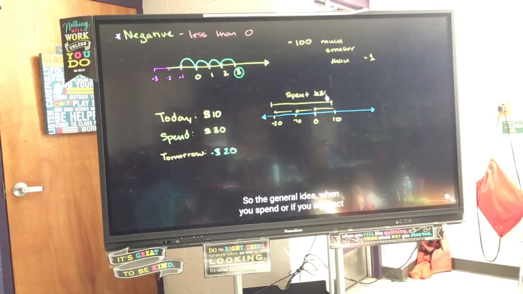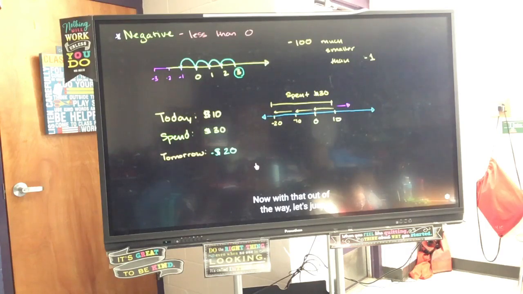So the general idea, when you spend or if you subtract, or if we're getting colder, you would move to the left of the number line, the numbers would get smaller. And we now know they can get smaller than 0. They can go to negative 1, negative 2. They can even go to negative 1.5, negative 1.6. You're getting more and more negative the more you lose. If you're adding, if I go and get my paycheck, I will move to the right of the number line.